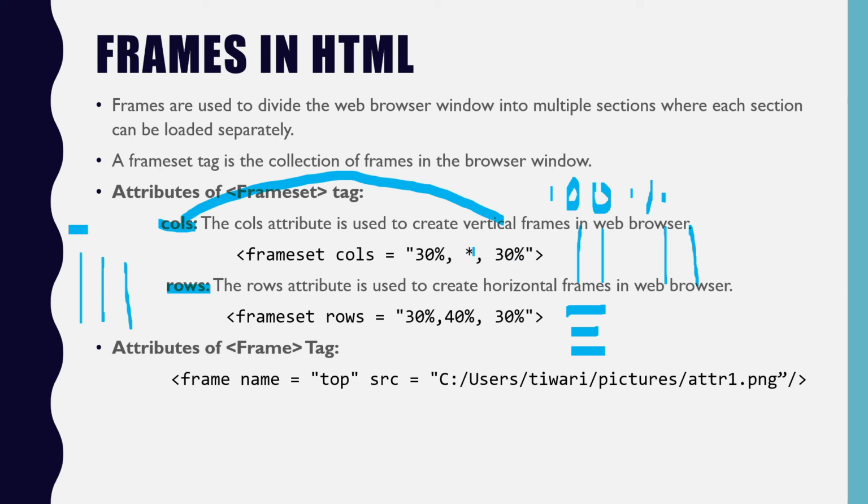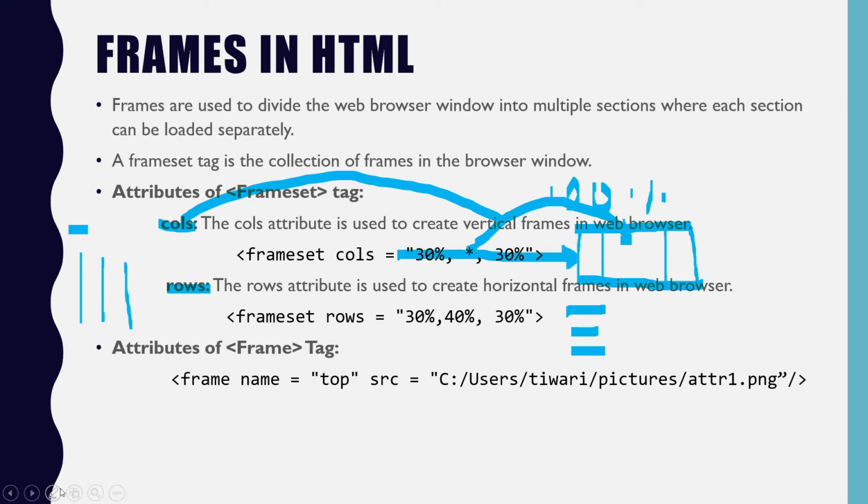Now here a star mark is given, it means the rest of the portion. 30 plus 30 is 60, so the remaining portion is 40 because the frameset is 100%. The remaining 40 will be given to the middle one. So the output of your frames will be like this. So this is cols.